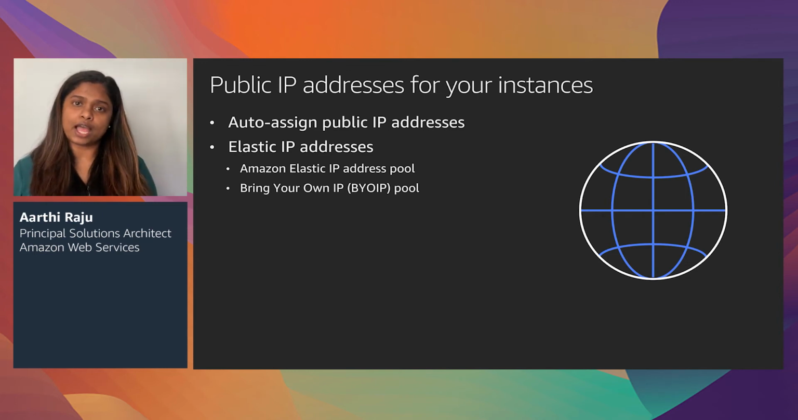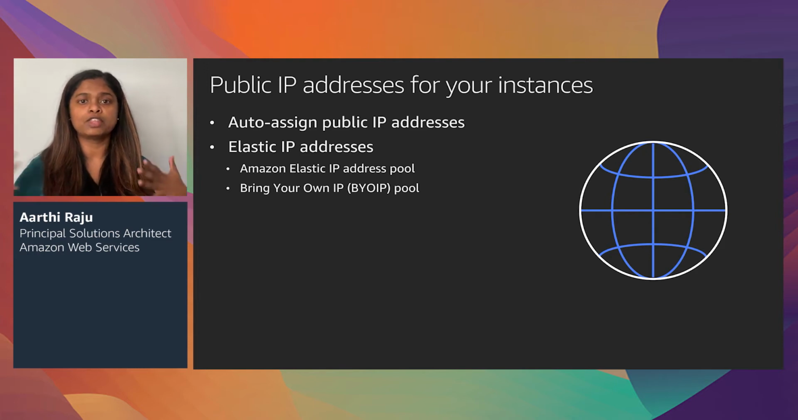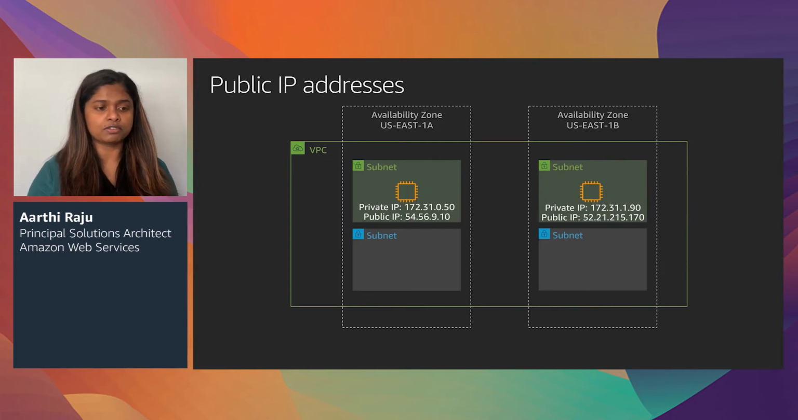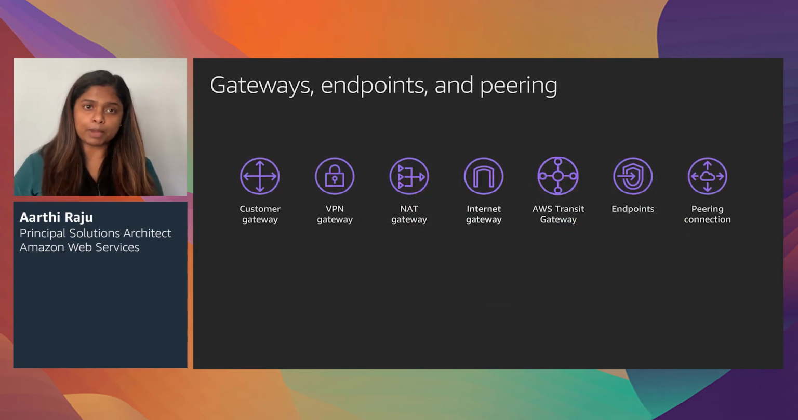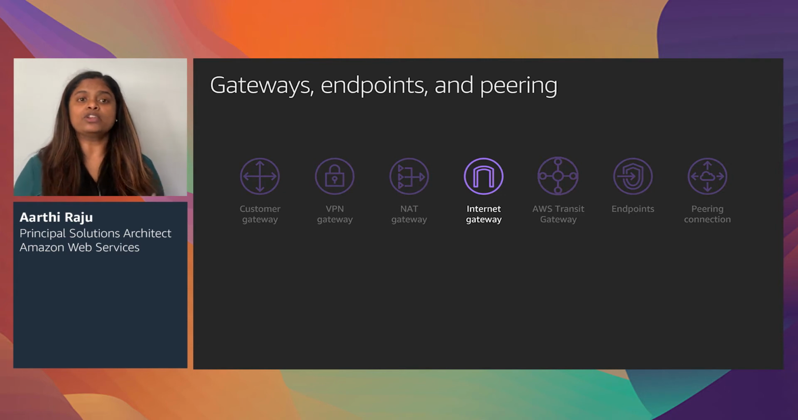Within the elastic IP addresses, we also have a feature where you can bring your own public IP addresses into your VPC, and we do support this for IPv4 today. So if you look at our diagram back here, I've got my public IP addresses assigned on my EC2 instances. The next thing we're going to look at is, once I assign my public IP, I now need internet connectivity. So I need to create a gateway.